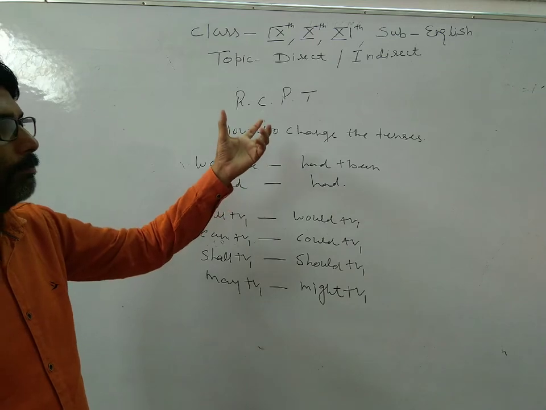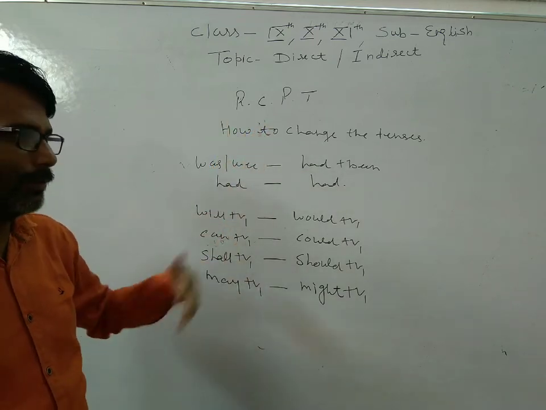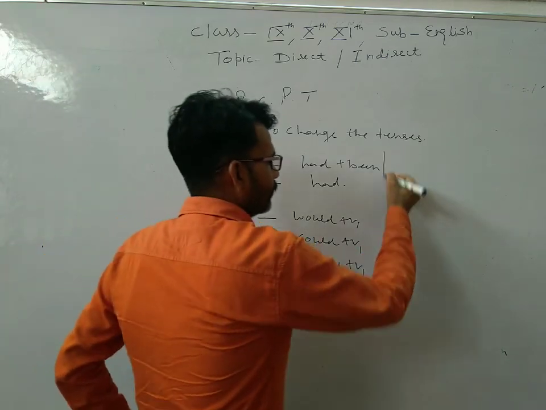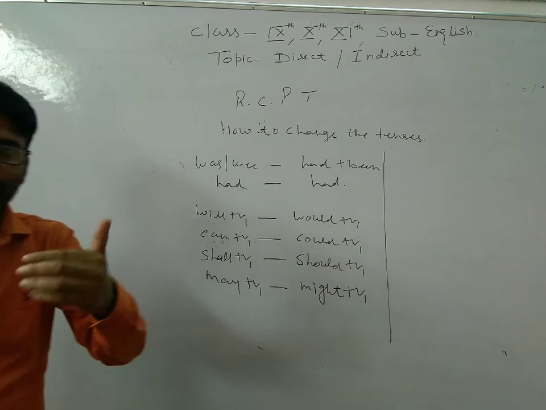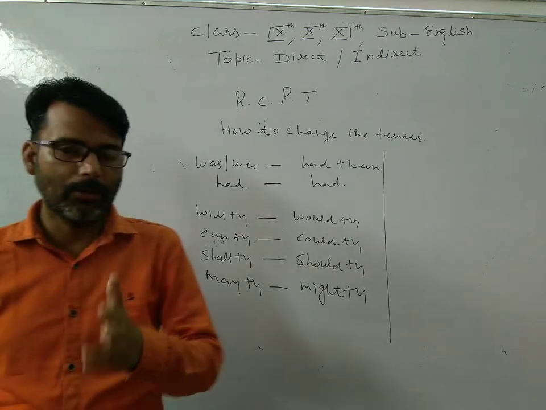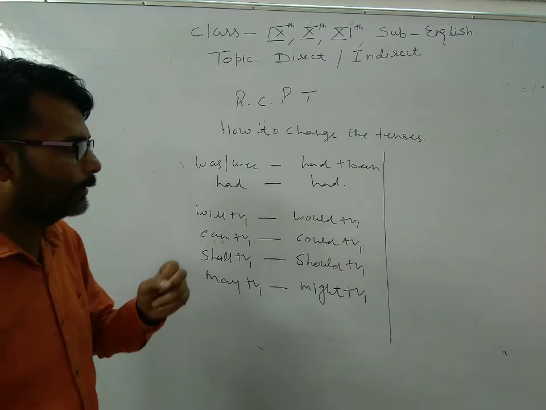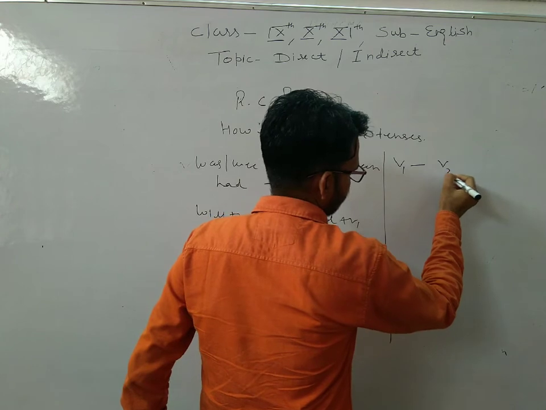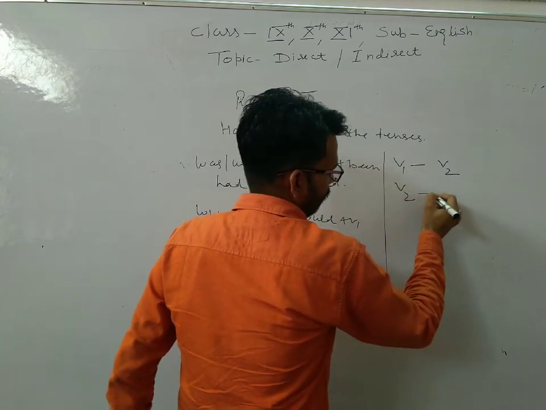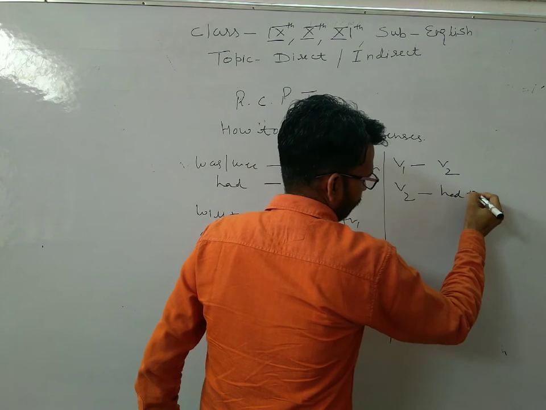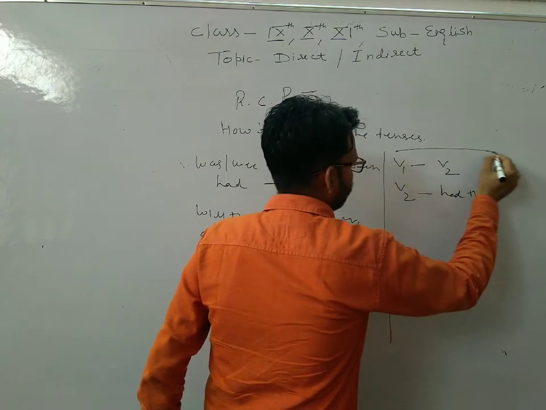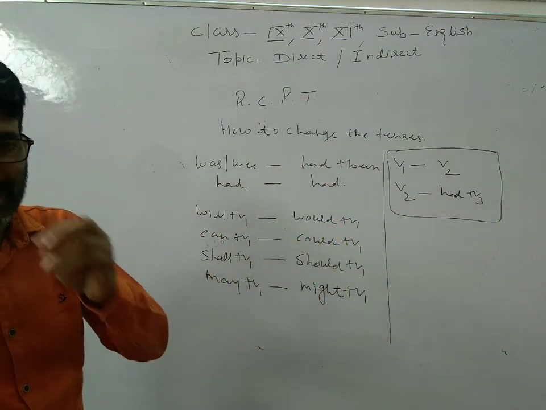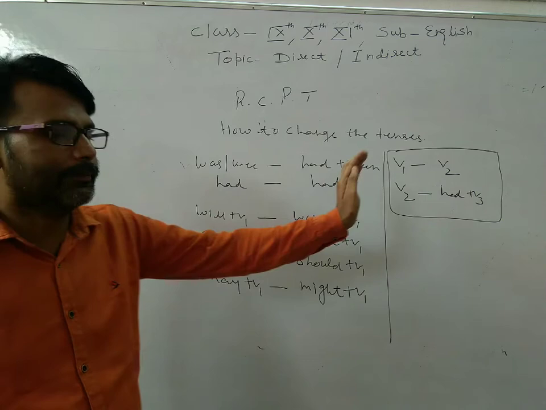But if we want to summarize them, what we are doing in these 13 rules is this. We can conclude that whenever we change the tense, always observe that you are changing the first form of the verb into the second form only, and the second form of the verb into had plus third form of the verb only. That is the brief description of the changes of the tenses.